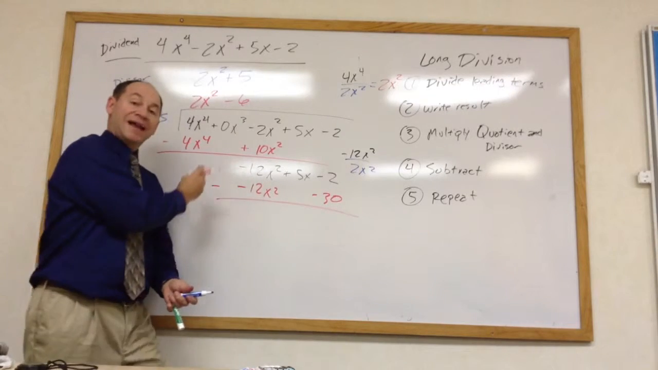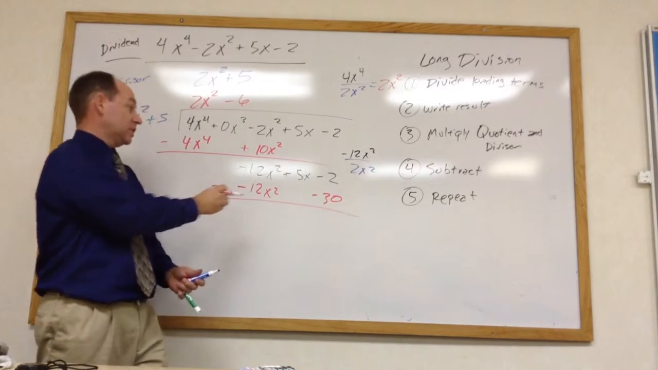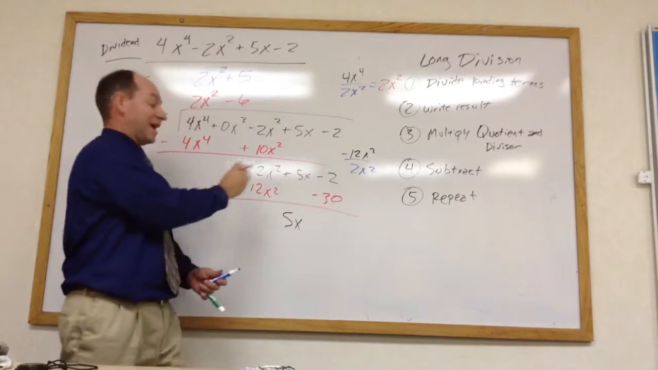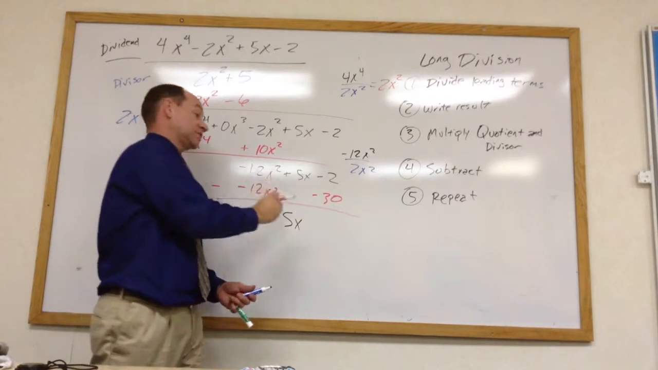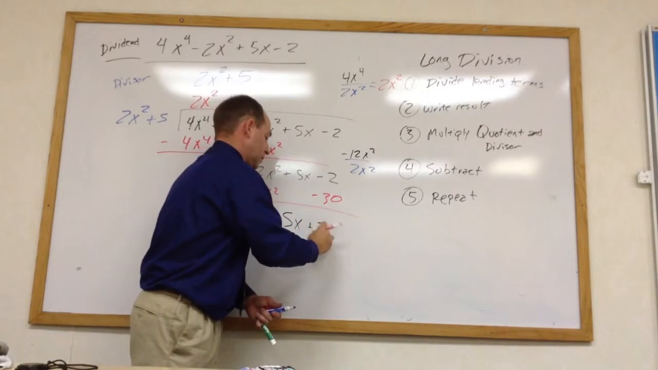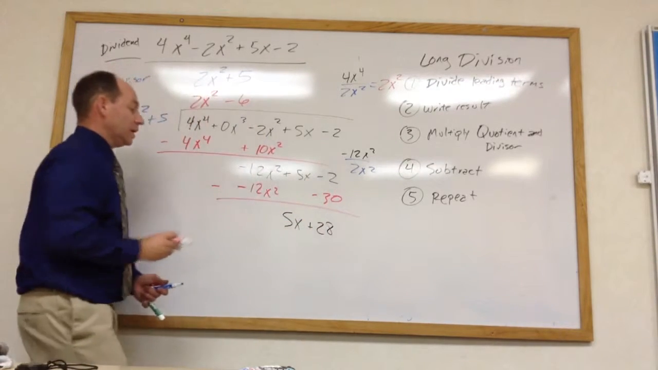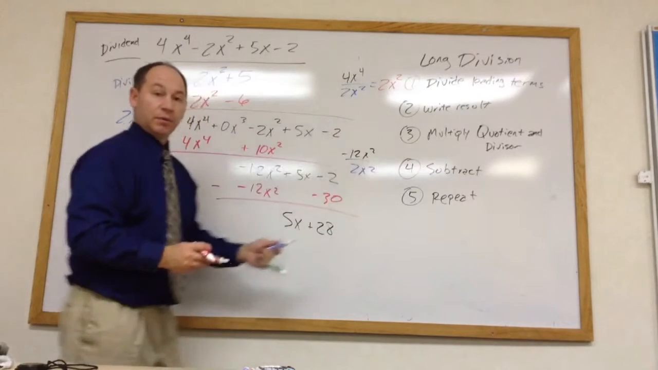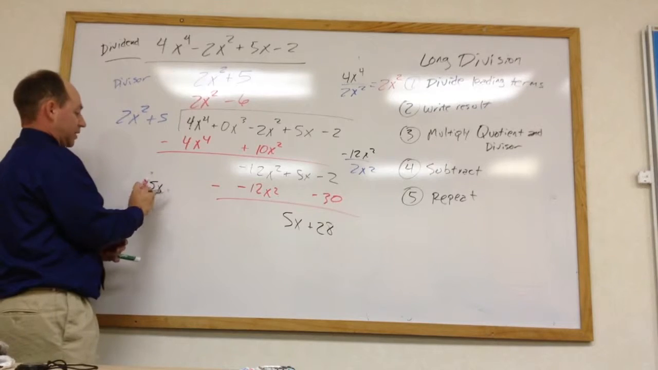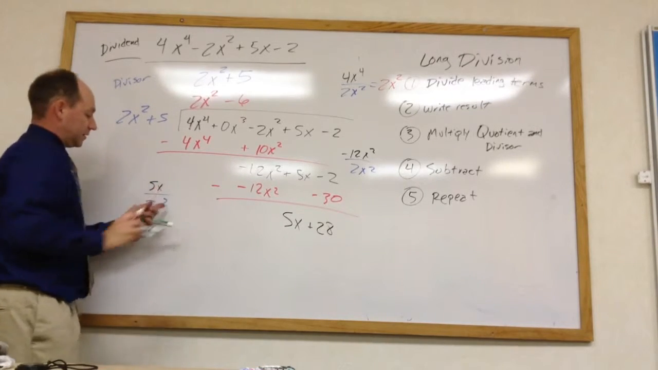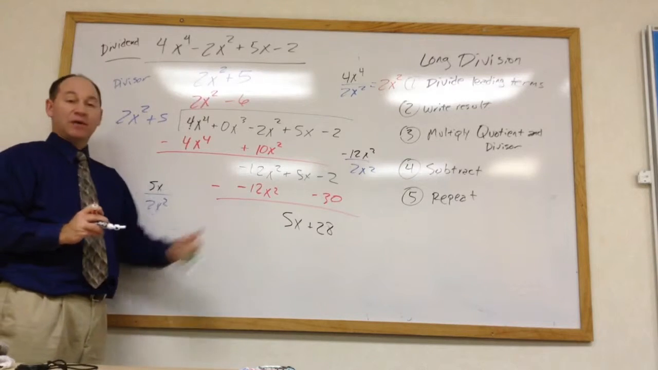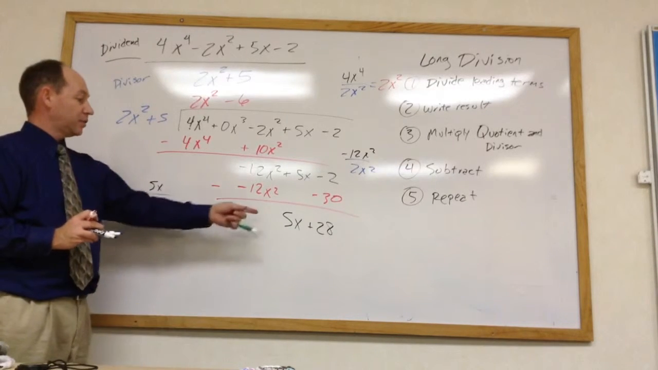Negative 12x squared minus a negative, that's adding a positive, 0. 5x minus, I don't have any of those, so 5x here. Negative 2 minus a negative, remember I'm subtracting negatives, so that's really adding. Negative 2 plus 30 is positive 28. Now I would go to repeat. But when I go to repeat, I notice that I have 5x divided by 2x squared, and the degree of what I'm dividing by is more than the top, so I know that this is my remainder. And so there is my remainder.